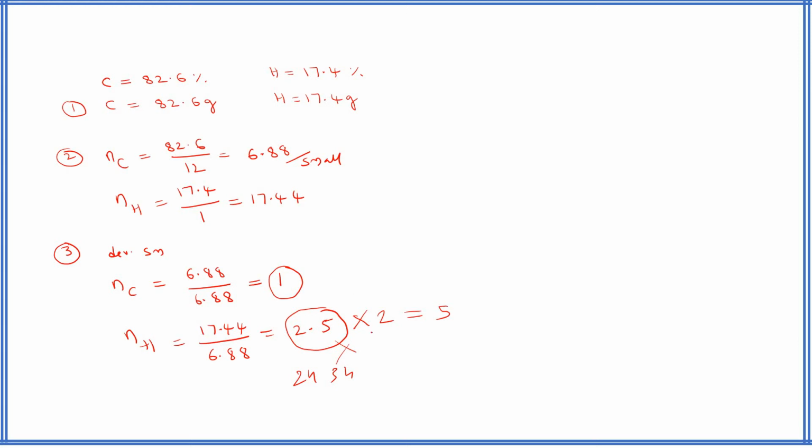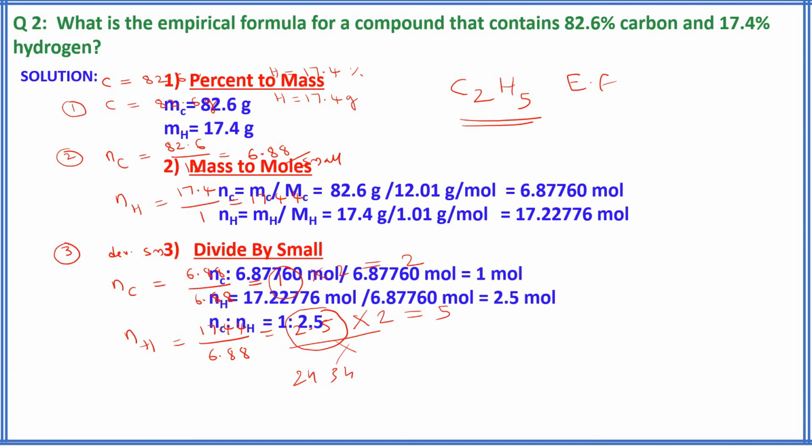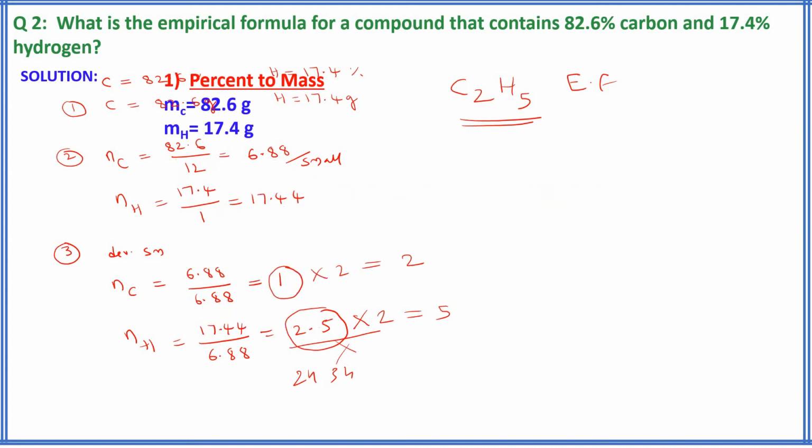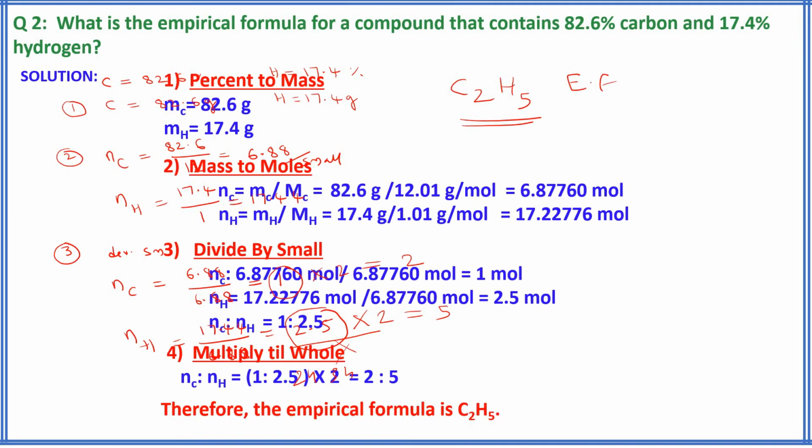Same thing: if you multiply this one with 2, for carbon also you multiply with 2, we get 2 carbons. So we have 2 carbons and 5 hydrogens. C2H5 is the empirical formula. I have done this by pen, but the answer we get is C2H5 only, same.